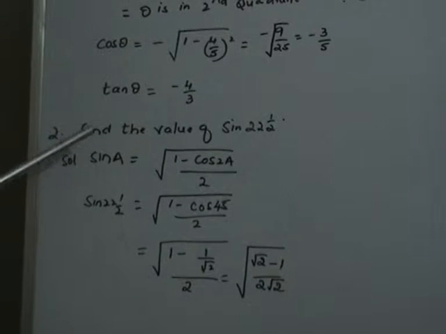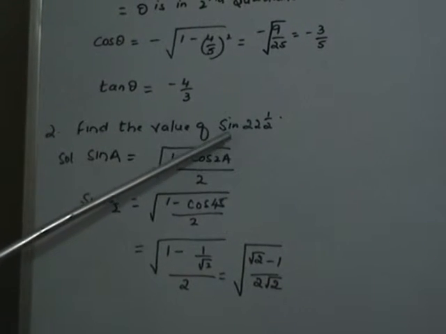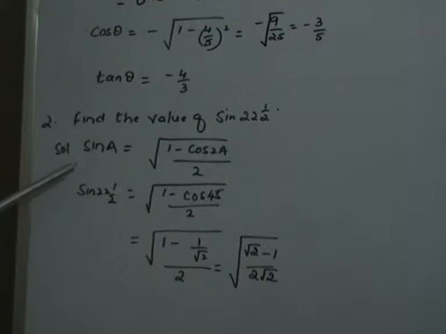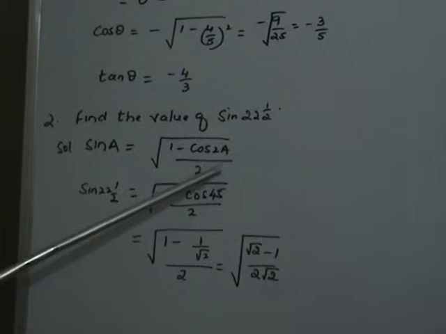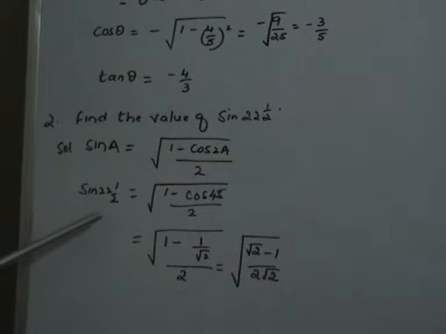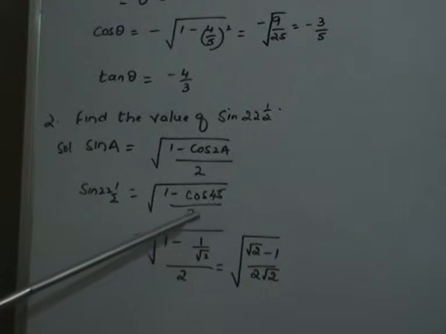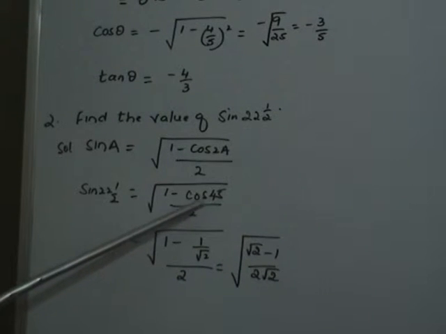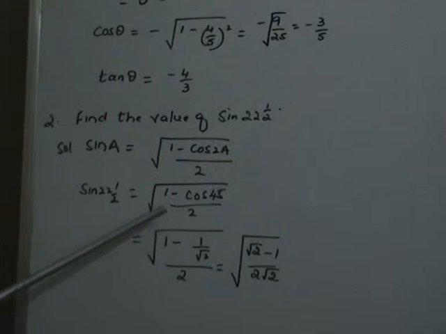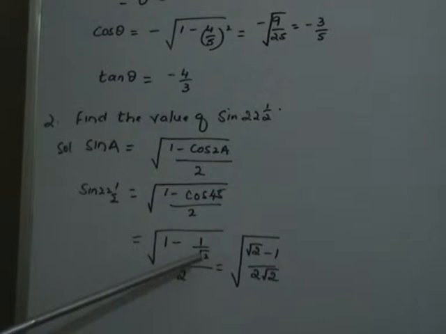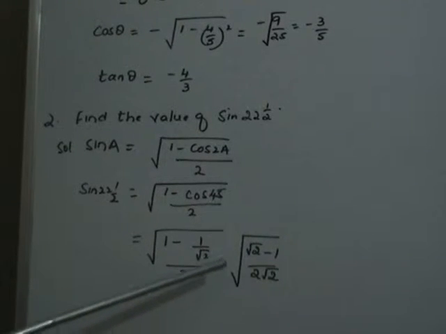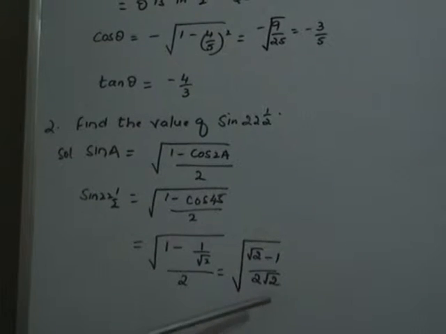Now let us find another example. Find the value of sin 22 and a half. Solution: sin A is equal to root over (1 minus cos 2A) by 2, that is sin 22 and a half is equal to root over (1 minus cos 45) by 2, because 2A is 2 into 22 and a half, which is 45. Therefore root over (1 minus cos 45) by 2, and cos 45 is nothing but 1 by root 2. Therefore it is root 2 minus 1 by 2 root 2.